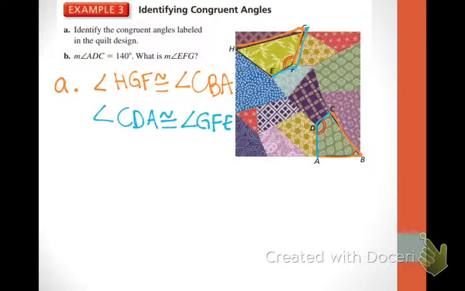All right, we're almost there. Letter B says the measure of ADC, which is this angle right here, is 140. What's the measure of EFG, which is this angle? What do we notice about the two angles? They're congruent. They are obtuse, but they're also congruent. How do I know? Because it has the two curve marks. That makes them congruent, so then what's the measure of EFG? Yep, 140.